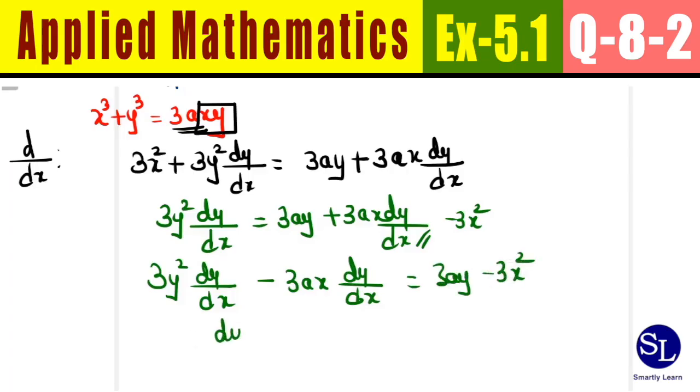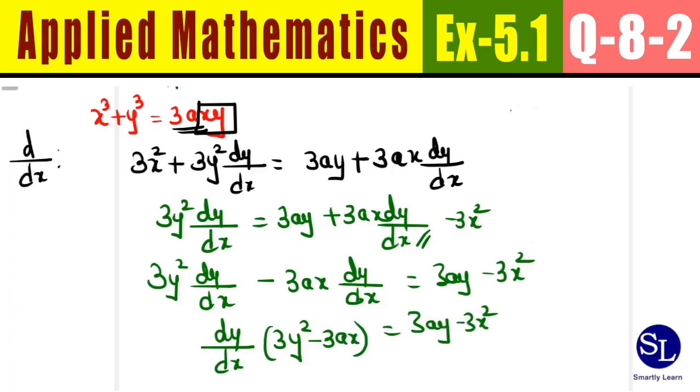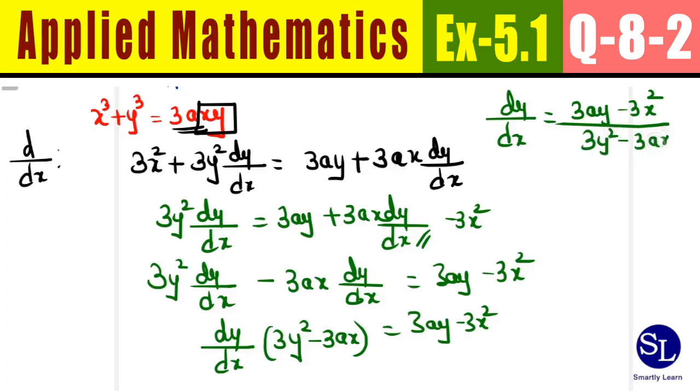Let's take the dy by dx outside. So this is going to be 3y squared minus 3ax is equal to 3ay minus 3x squared. So simply the value of dy by dx is going to be 3ay minus 3x squared, the whole thing divided by 3y squared minus 3ax.